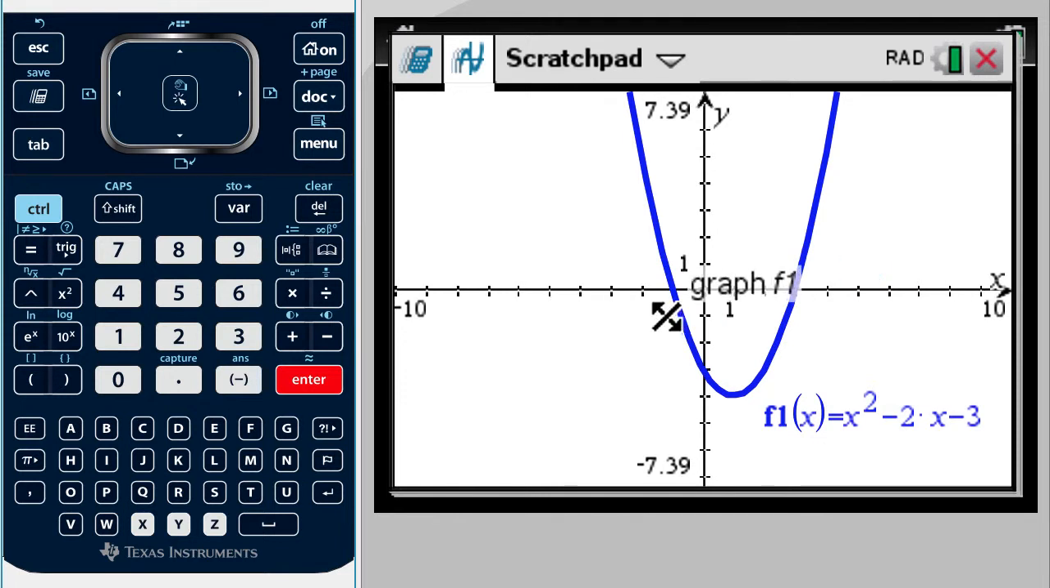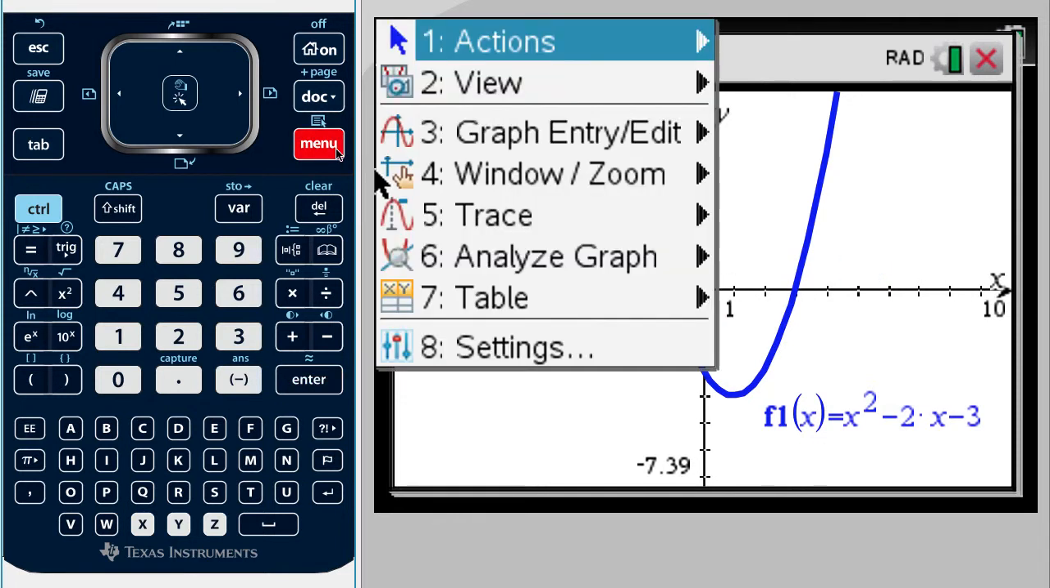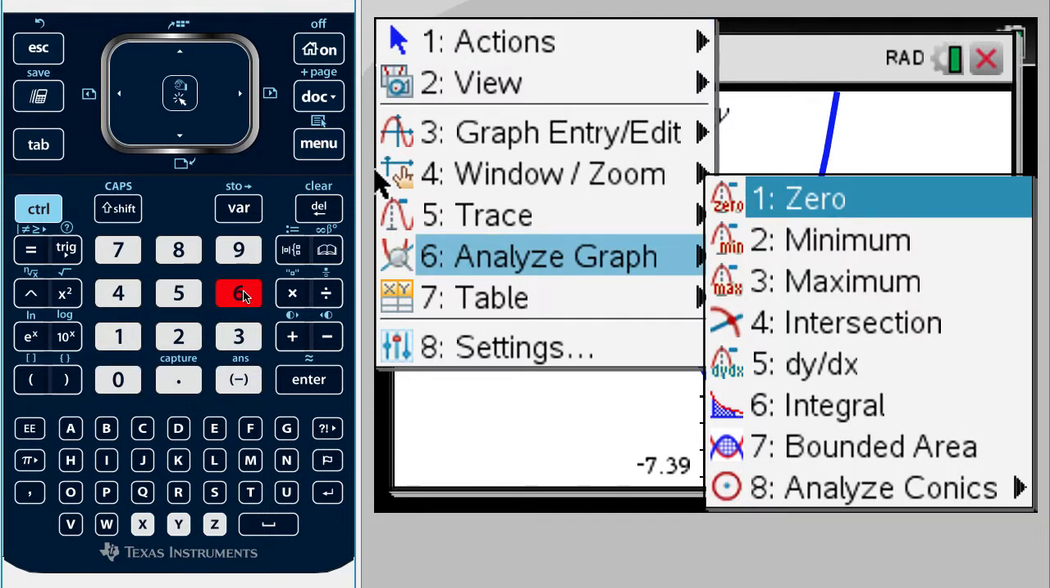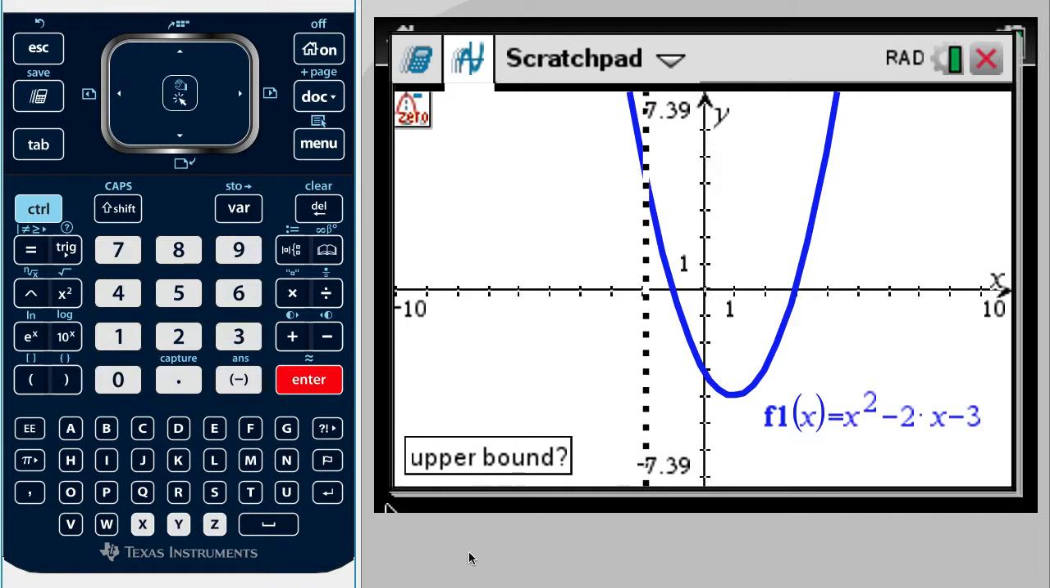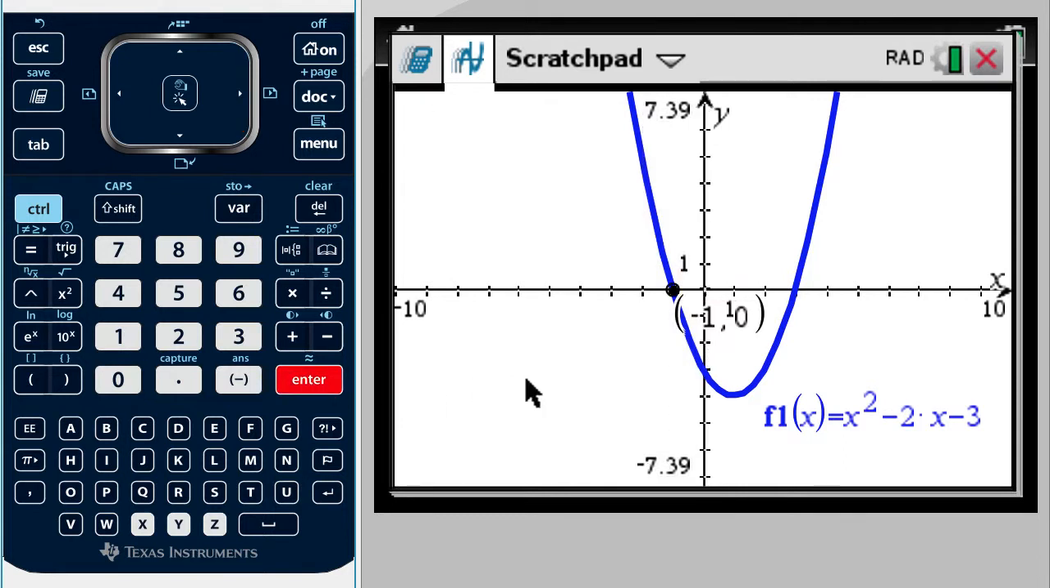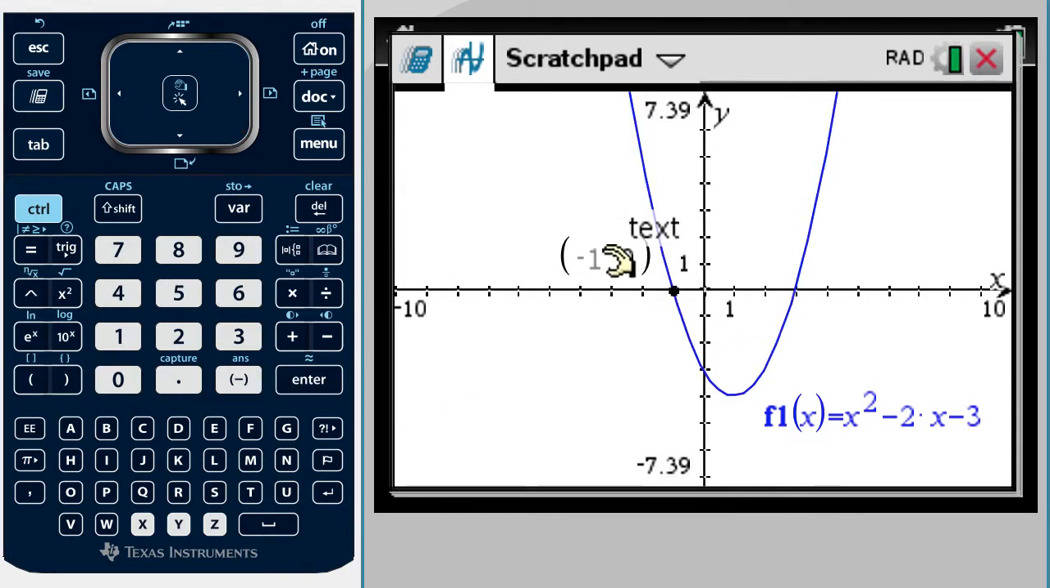To find the first solution, press Menu, then the number 6 for Analyze Graph, then the number 1 to find the 0. Notice it asks for a lower bound. Use your arrow keys to move the vertical dotted line to the left of the first solution, and then press Enter. Now it asks for an upper bound. So now press and hold the right arrow key until you're on the right side of the solution or 0, then press Enter. The solution is x equals -1.